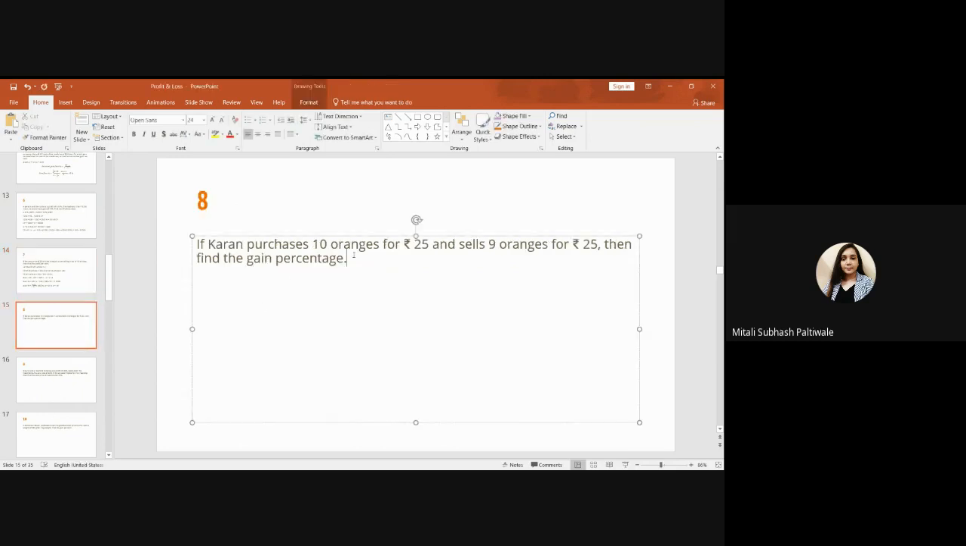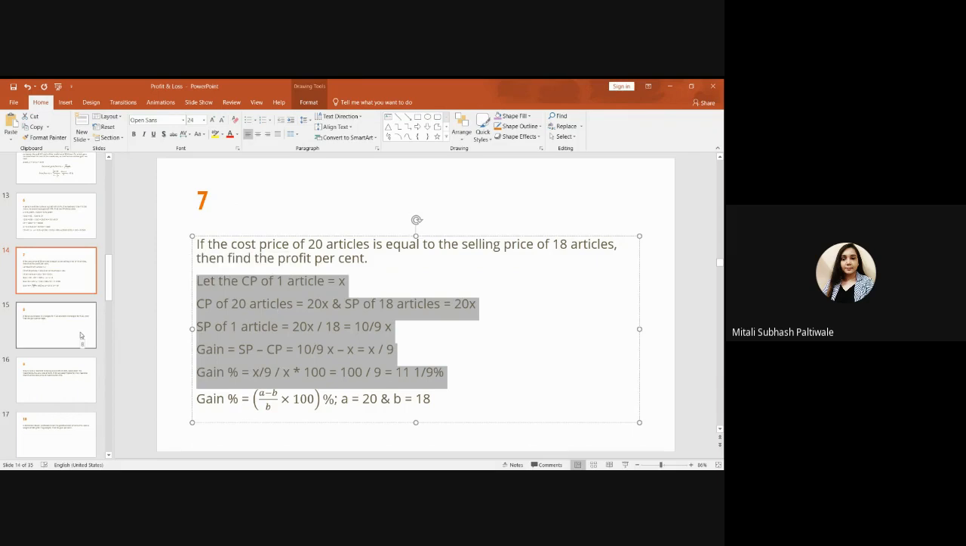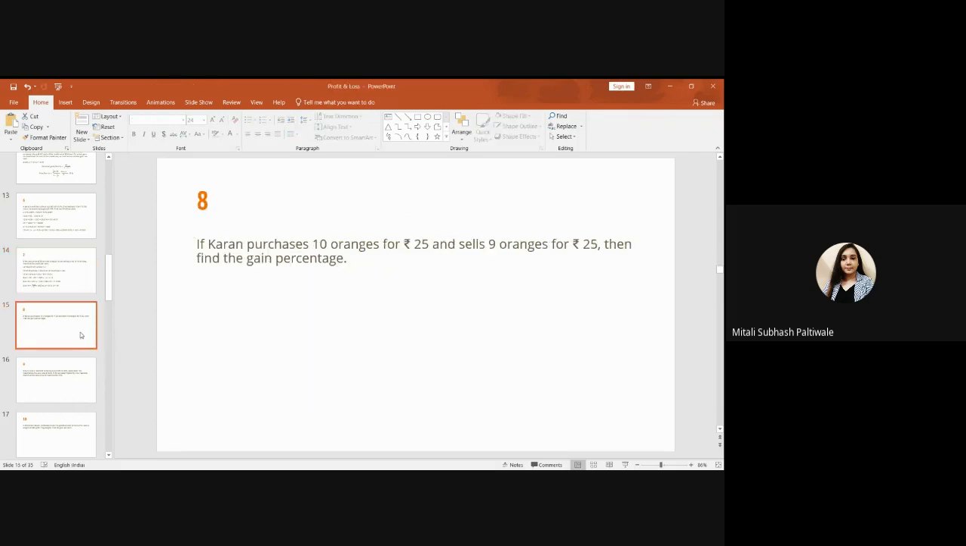Okay, now look at this. Someone purchases 10 oranges for rupees 25 and sells 9 oranges for rupees 25. So find the gain percentage. Here I'll directly tell you the direct approach, the direct formula. Why? Because we have just solved this kind of question, and you can go with this approach as well, or I'll just tell you the direct formula for this one.